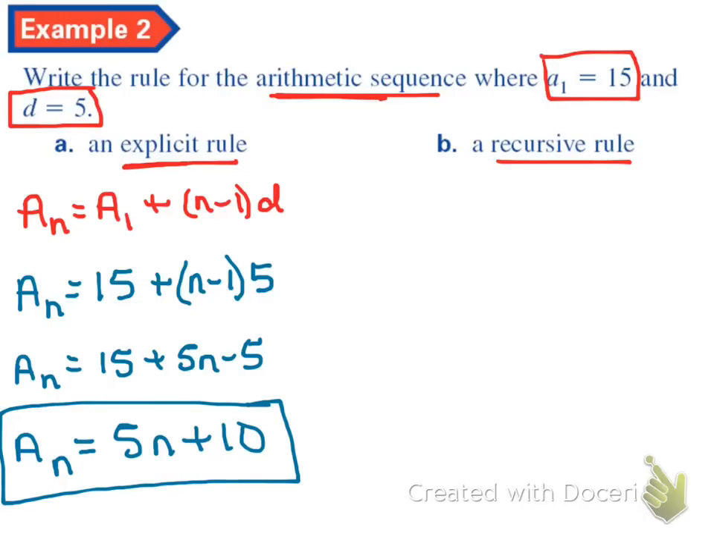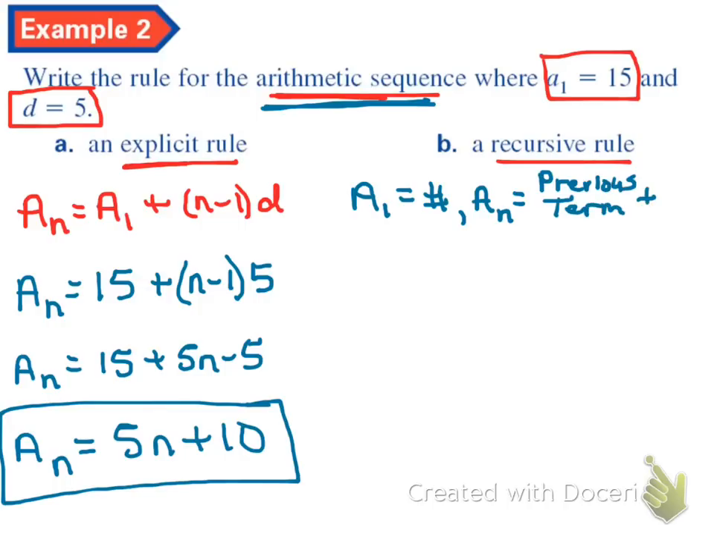Alright, now let's look at writing the rule as a recursive rule. Now it's an arithmetic sequence, so it will always follow a pattern. In an arithmetic sequence, when you write a rule recursively, you will always give the first term, whatever the number may be, and then you would write a rule for any term where what you do is take the previous term and add the common difference. So, let's write this rule as a recursive rule.